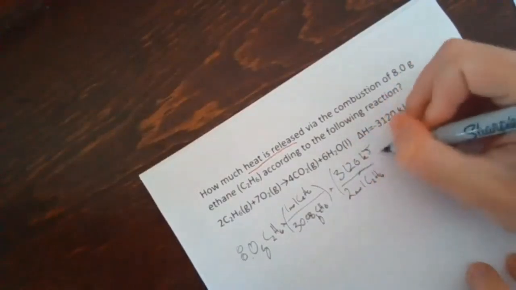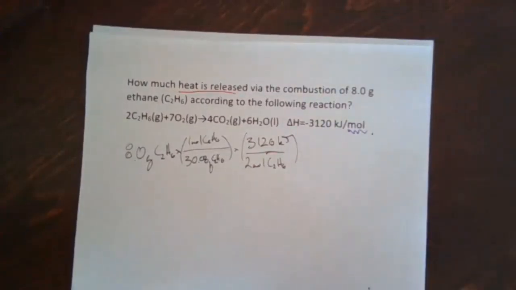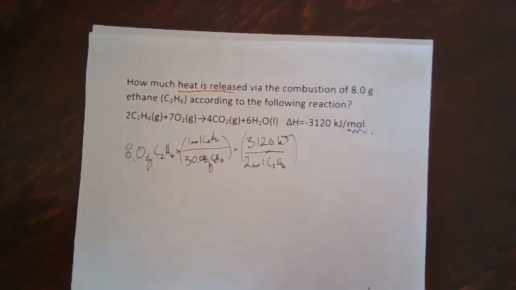And so what we can do is we can say that this is 3,120 kilojoules. The delta H for the reaction, that enthalpy of the reaction, serves as a conversion factor to go between amount of reactant and heat released. We can think about heat released or produced or consumed in a reaction as a reactant or product.